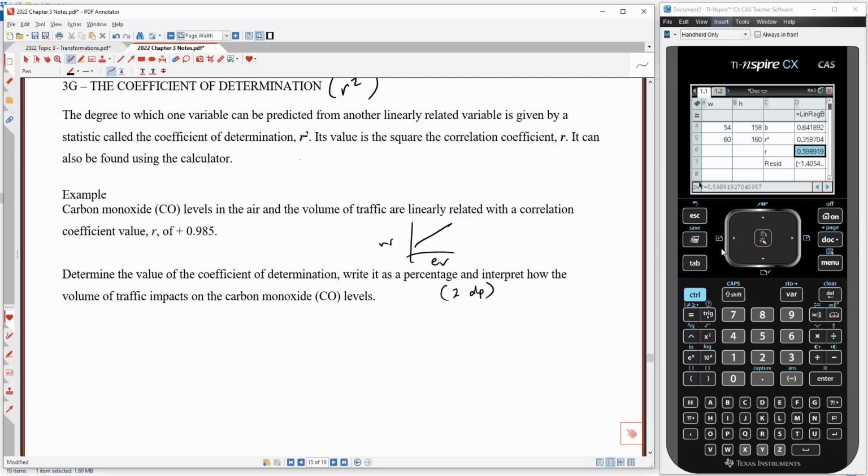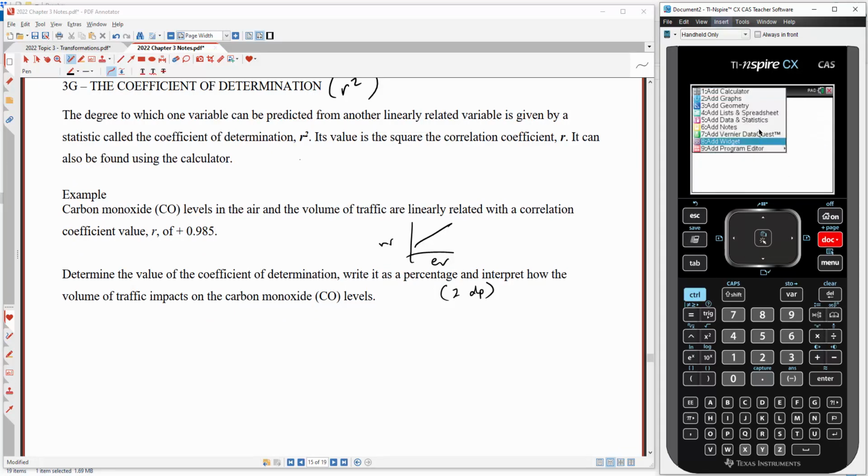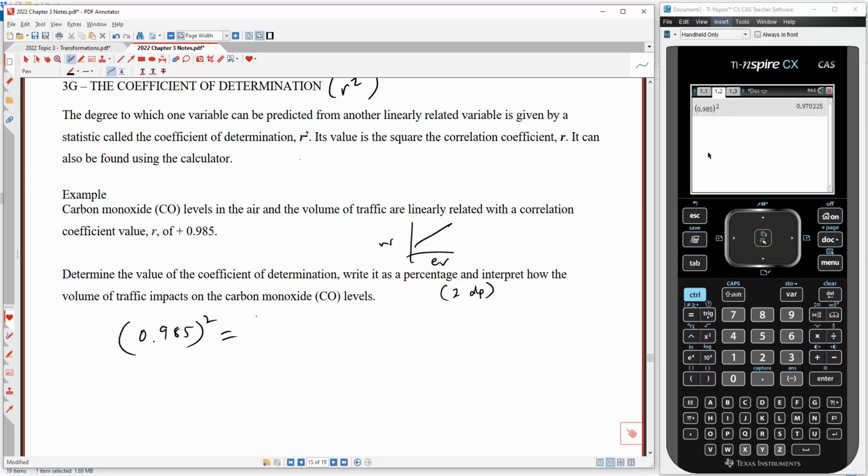Right, so to do it, I'm going to go to Control Doc to grab a calculator, and I'm going to type in brackets 0.985, and I'm going to square it. Okay, so I'm going to write down 0.985 in brackets squared equals 0.970225. Now, so that's the r squared value. So r squared equals the r value squared, which is this value here. We want to write it as a percentage to 2 decimal places.